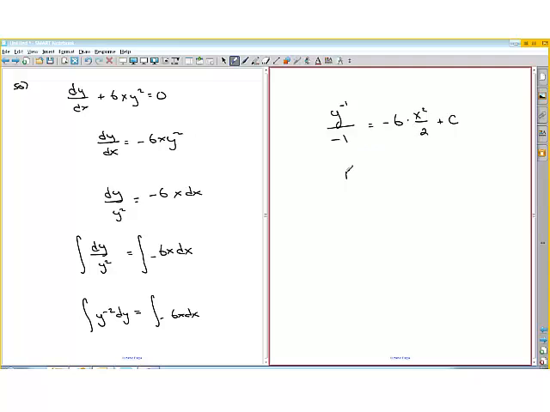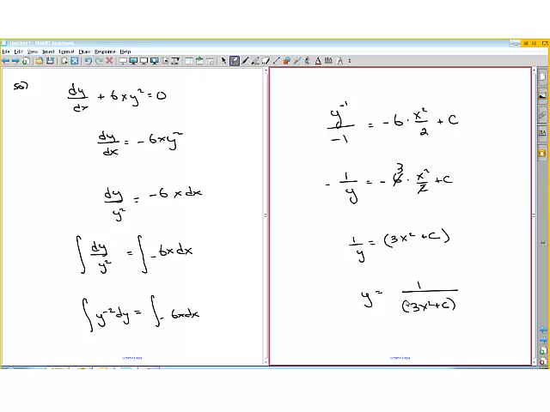And then what do we have? Well, negative 1 over y is negative 6 times x squared over 2 plus c. This is going to reduce to 3. So if we multiply by negative 1, we'll get 1 over y is equal to 3x squared plus c. And if we take the reciprocal, we'll get y is equal to 1 over 3x squared plus c.